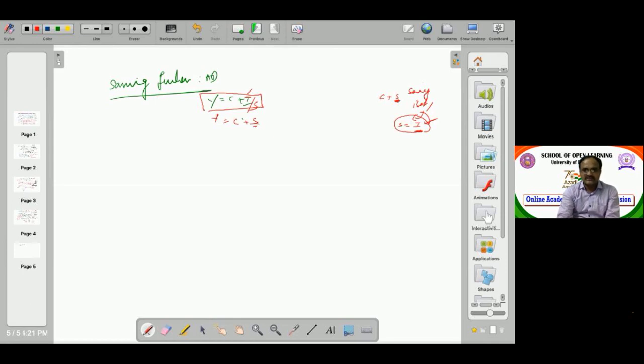So here you can write C plus S, because we need to know the saving function. How can you get this S? S is equal to Y minus C. What is S? Saving. Saving is the rest of the income minus consumption. Suppose your income is 10,000 rupees, and you consume only 4,000 rupees. The remaining 6,000 is your saving. Got it? So this is the saving.